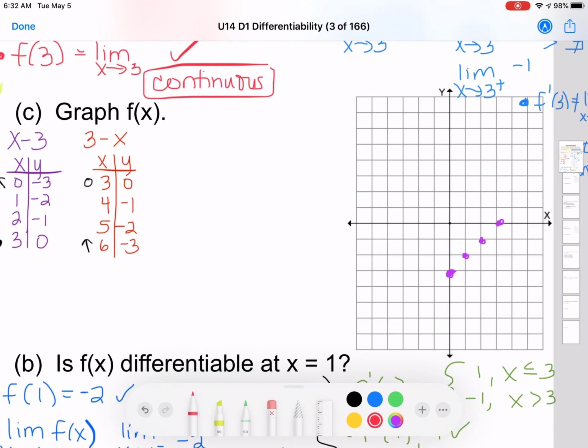Okay, and then I'll graph the red one, and I'll do them all in the same thing. So 3, 0. Oh, I forgot to do the arrow. The arrow was at 0, -3. So down here, there's going to be an arrow, because it's going to keep going. Okay, 3, 0. There it is. 4, -1. 5, -2. And 6, -3. And then I have an arrow at the 6. All right, and there's my graph.